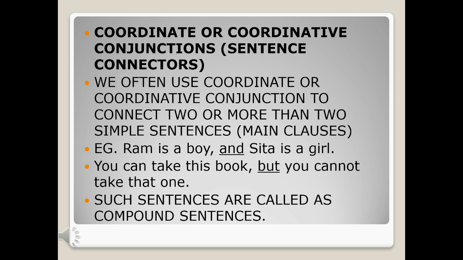Second example: you can take this book, but you cannot take that one. Here you can see that the coordinative conjunction but joins two simple sentences. They are, you can take this book and you cannot take that one. So, such sentences are called compound sentences.